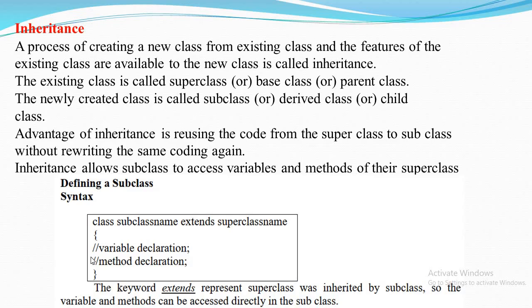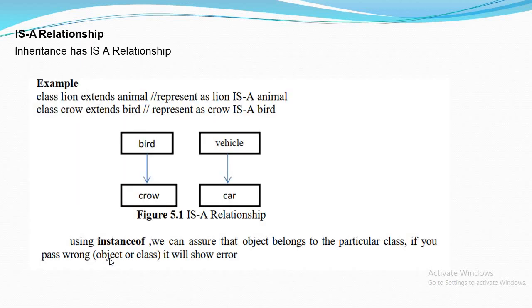Syntax of subclasses: class name extends. We use the extends keyword to inherit the properties of the base class. Inside the class, we declare the variable declaration and method declaration. Here we are using an is-a relationship. For example, class Lion extends Animal, as a lion is an animal. Class Crow extends Bird, so a crow is a bird. So the is-a relationship is used in inheritance.